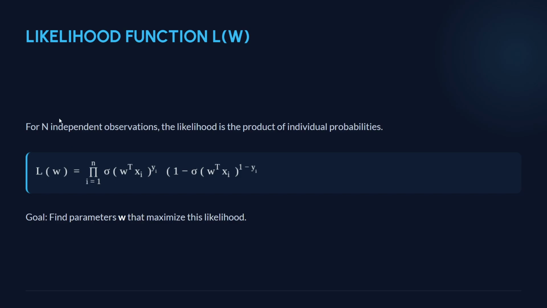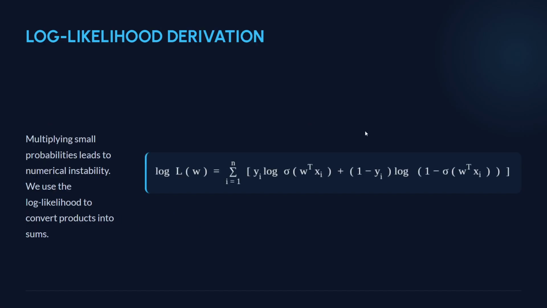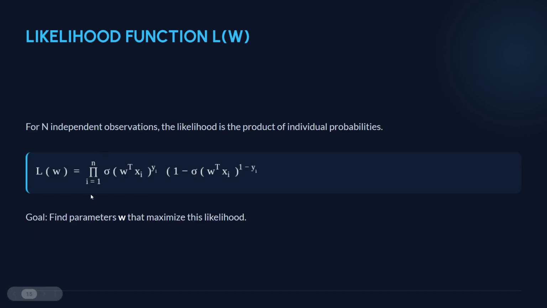Now we have independent observations, so we have to multiply each of them. For independent observations, the likelihood is the product of the individual probabilities, so we will be multiplying each of them, and then our goal will be to find the parameter w that maximizes the likelihood.